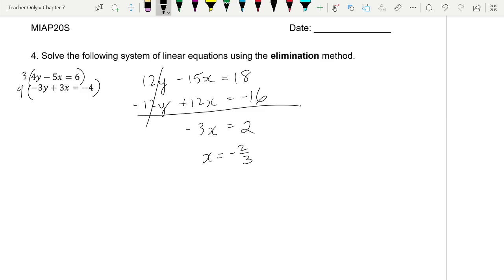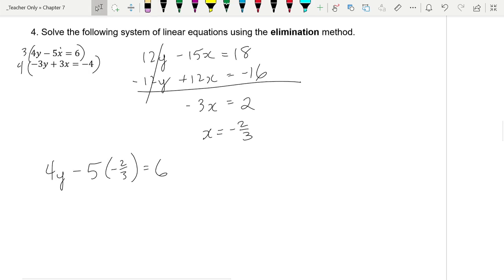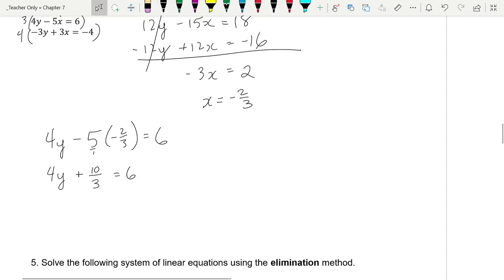We're going to take this answer and we're going to plug it into here, to the x. So 4y minus 5 times negative 2/3 is equal to 6. And we can multiply that out, 4y. When you times together two negatives, you get a positive. And remember, this is like saying 5 over 1, right? So 5 times 2 is 10. 1 times 3 is 3. Then I'm going to minus 10/3 from both sides of the equation. If I'm going to minus thirds from 6, I better turn 6 over 1 into 18/3.